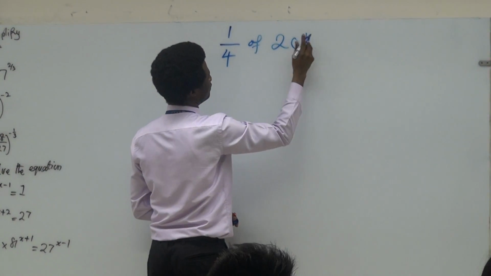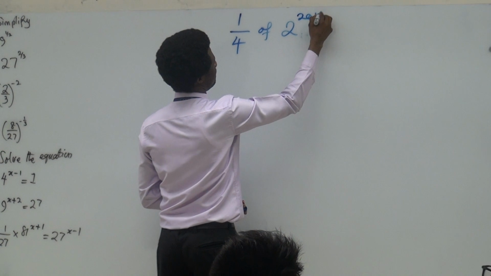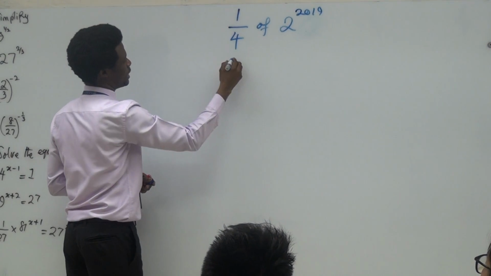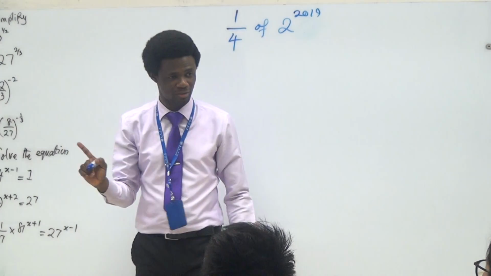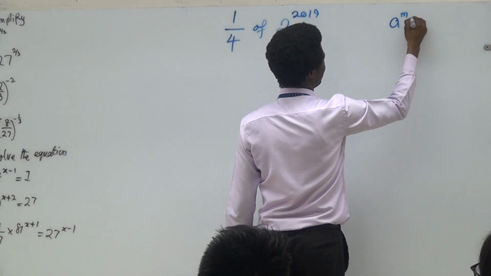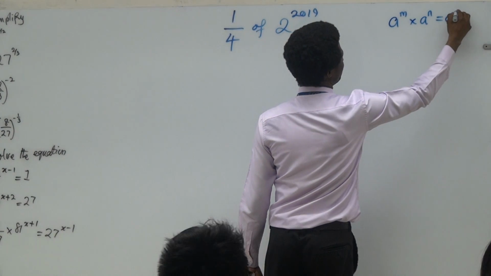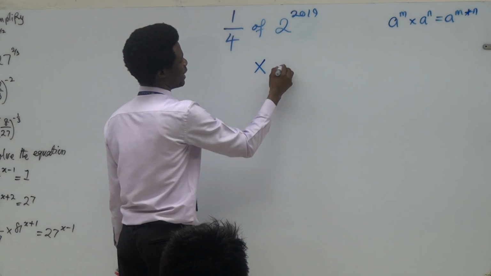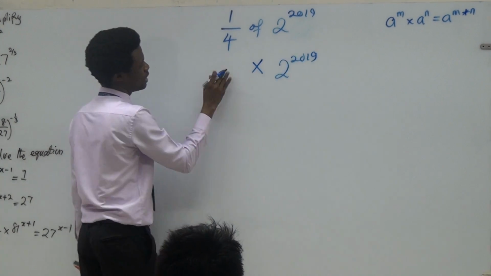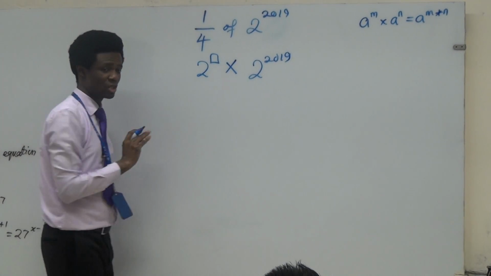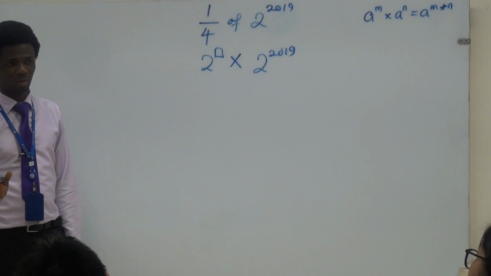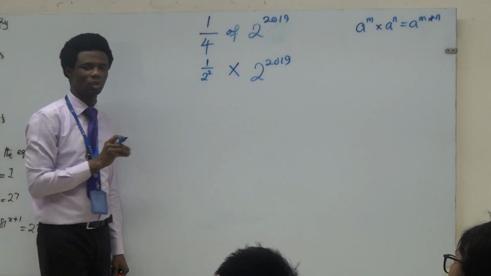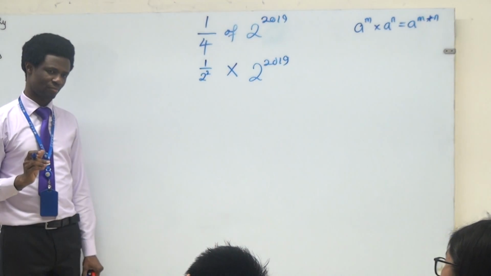Okay, so this is what we have. Please pay attention. The goal is to use law 1. And law 1 says a to the power m times a to the power n is a to the power m plus n, right? So I need to get, this is 2 to the power 2019. I'm trying to make this 2 to the power something. That's the goal. Okay? 1/4 is 1/2 squared. That's something you can do instead of 4 to the power 1.